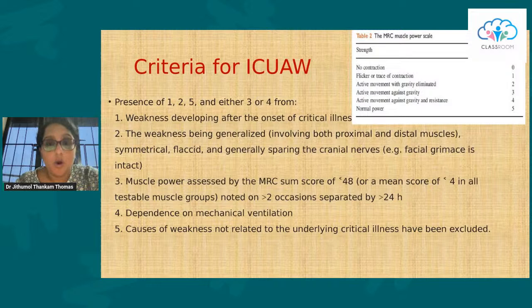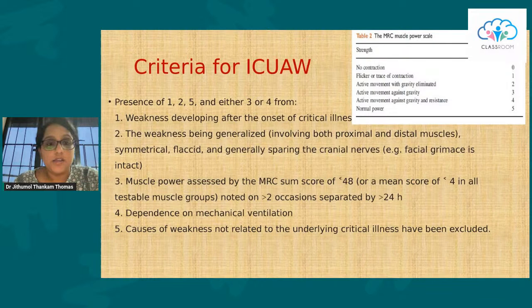Or if your patient is comatose, or is not in a state to be cooperative to do an MRC score, he's not going to obey you, he's sedated or something, then a patient who has been on a mechanical ventilator, that is also another diagnostic criteria for ICU acquired weakness. And of course, the final criteria being that the cause of weakness not being related to the underlying critical illness has been excluded. That means other than the critical illness, other causes for the weakness have been excluded. So that is how you diagnose ICU acquired weakness.